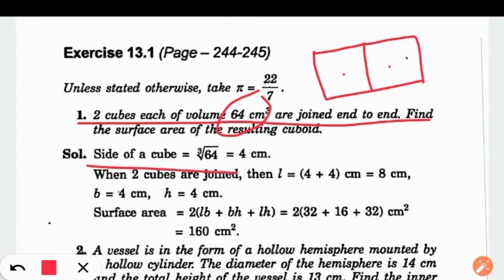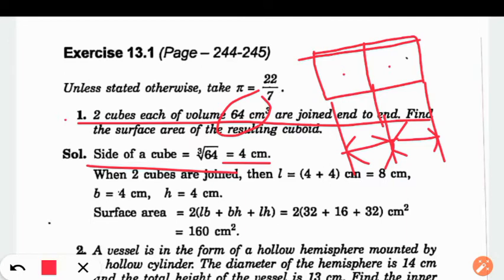Volume is equal to 64. What is the formula to find volume? Side cube is equal to 64, then what will be the side? It will become the cube root of 64. So what is the cube root of 64? 4. That means this side here to here is 4. This one is also 4. So total is 8 centimeter. If we join two cubes, it will become a cuboid. So what will be the length of the cuboid then? It will become 4 plus 4, 8 centimeter.